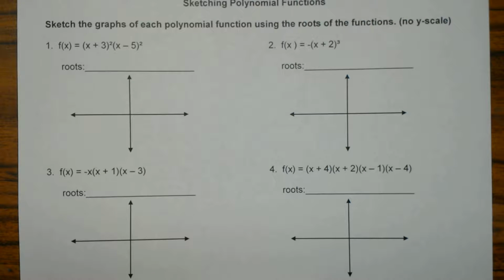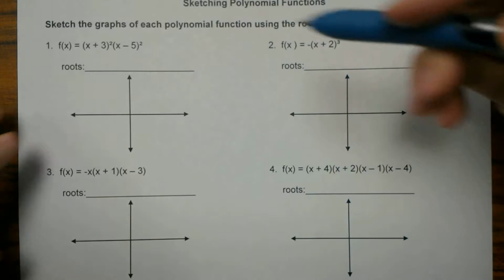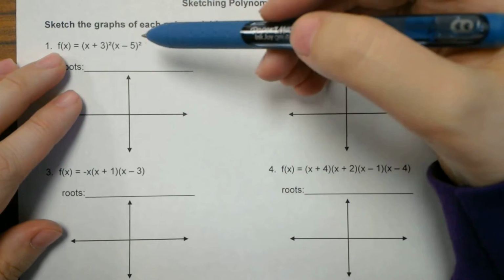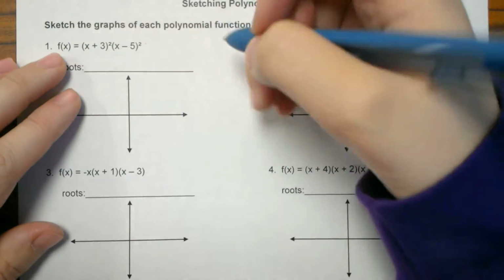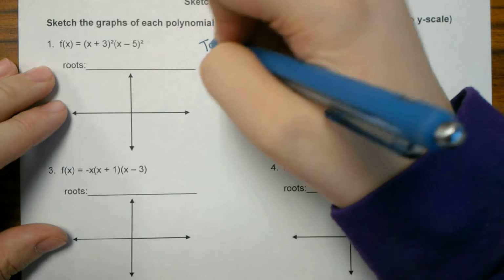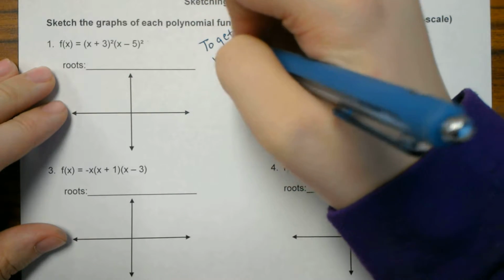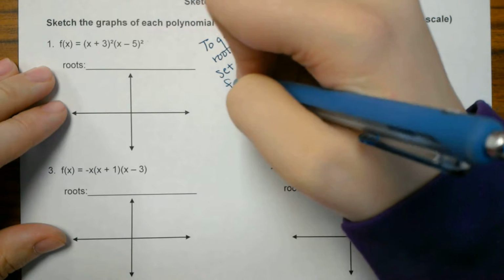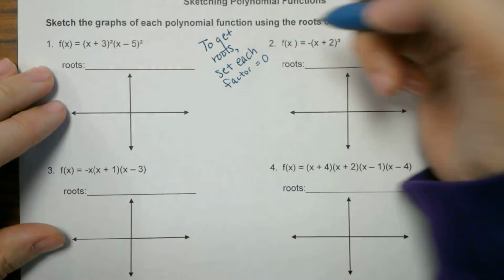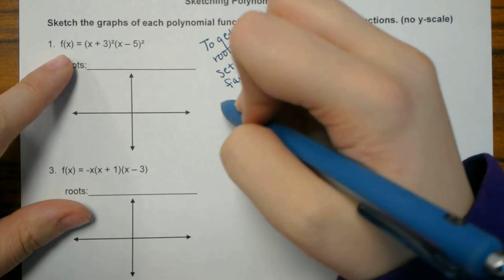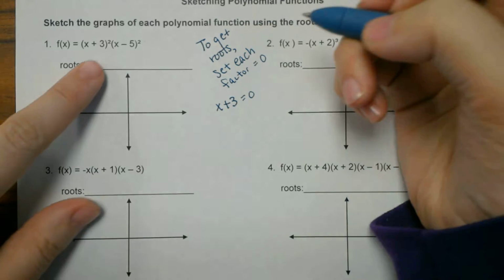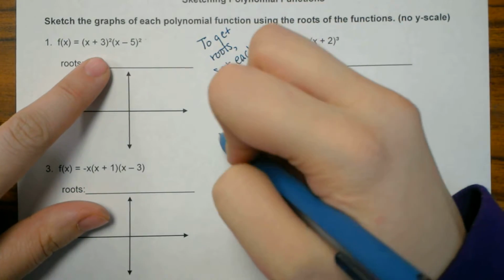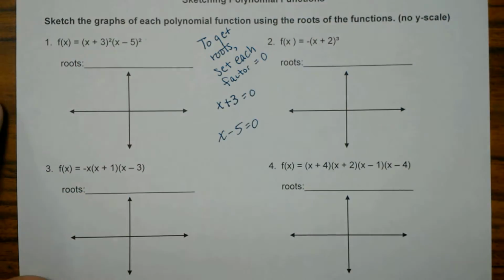So this is sketching polynomial functions. I need to sketch the graphs of each polynomial function using the roots of the functions. And so the functions are presented to me in factored form. And so to get the roots, you're going to set each factor equal to 0. And so for number 1, I have x plus 3 equal to 0, and x minus 5 equal to 0.